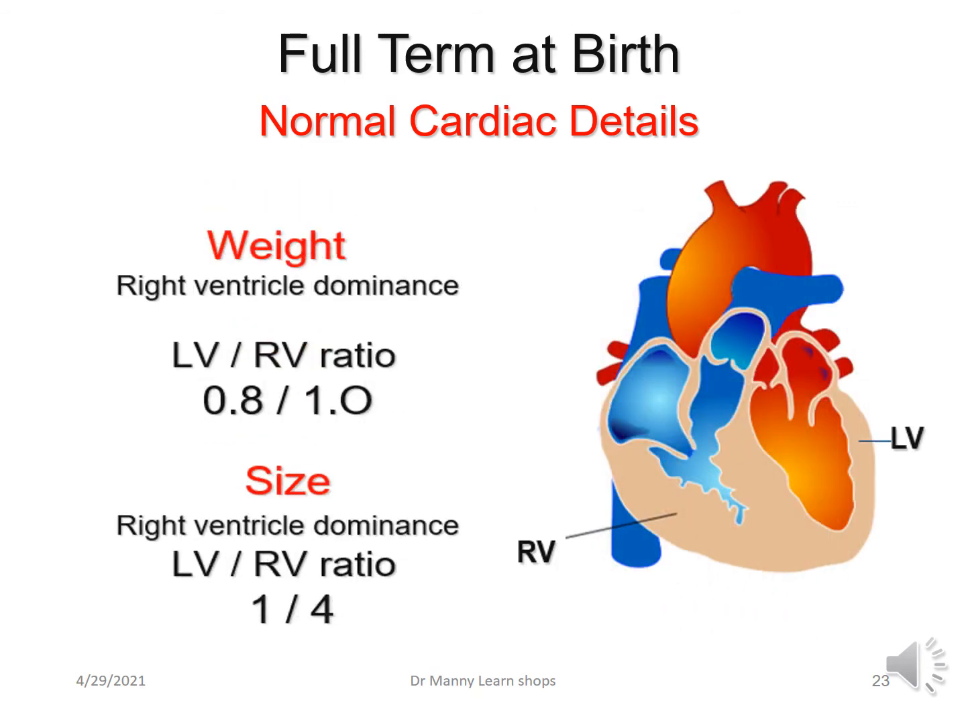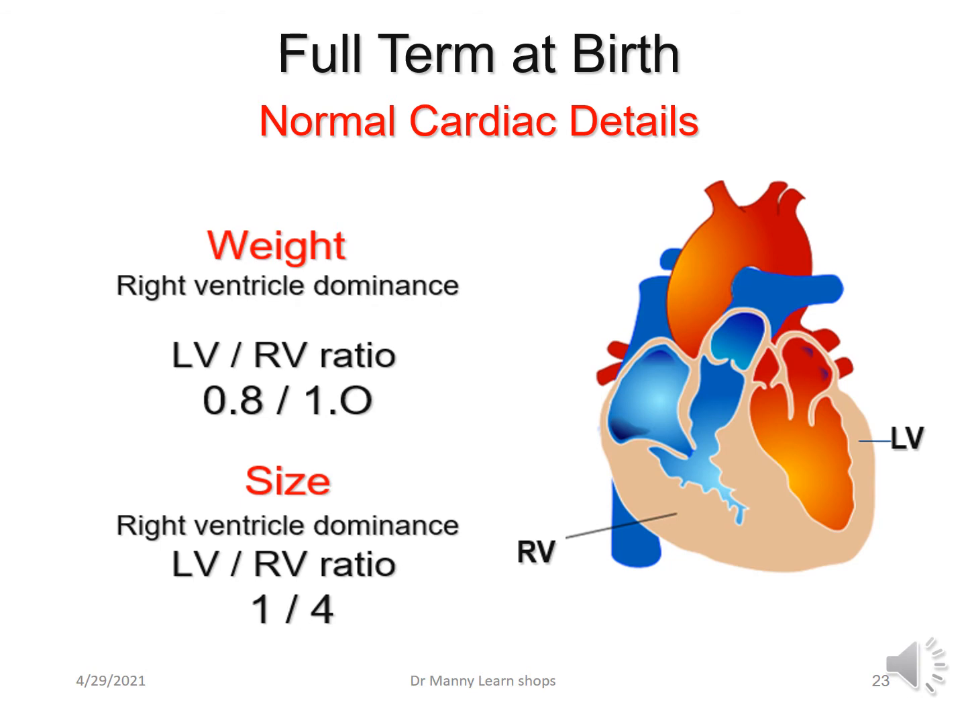The weight of the heart at birth demonstrates right ventricular dominance. The left ventricle is small compared to the right ventricle in relation to the ratio. And the size, right ventricular dominance again, the left ventricle is only 1/4 what the right ventricle is. Because in the fetal circulation, the right ventricle has to work really hard, the left ventricle does not.